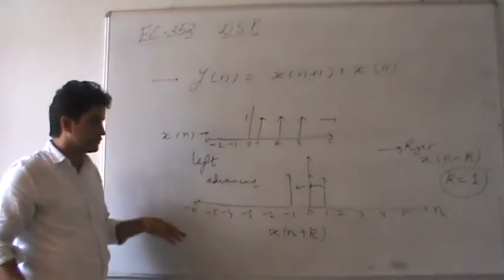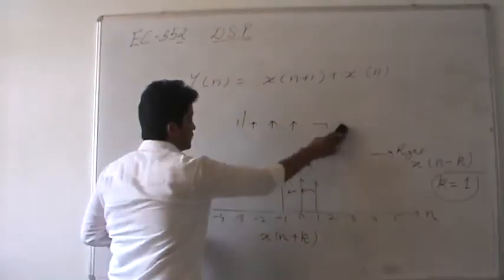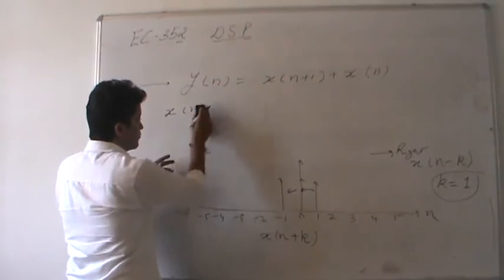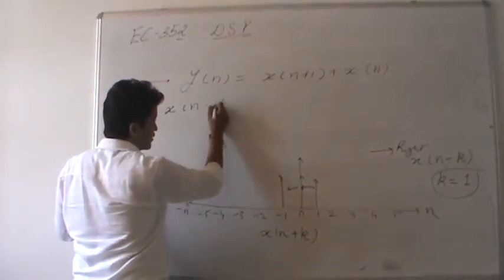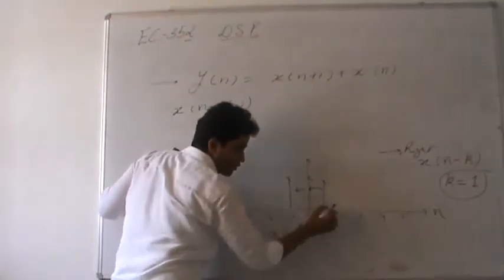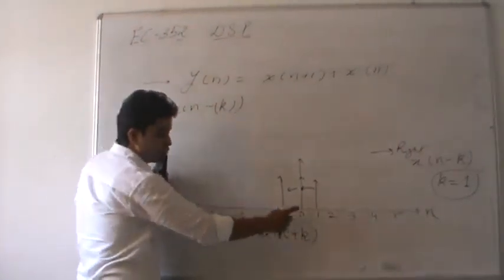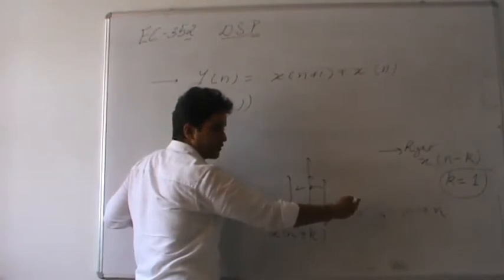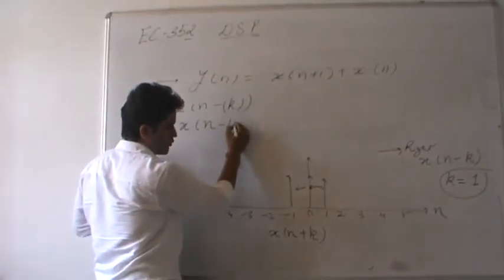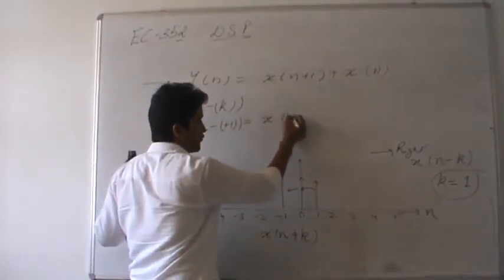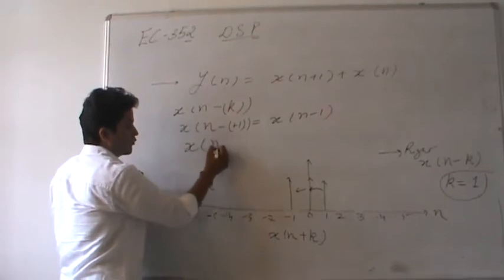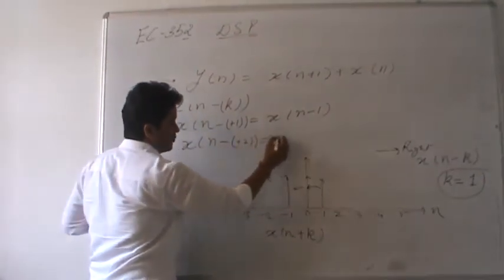So I can write it in the standard way here. If any signal is given as n plus k, better I write x of n minus k. Now you see the value of k can be 0, 1, 2, 3, 4, minus 1, minus 2, minus 3, anything. So if I am shifting it one time that side and k is equal to plus 1, I can write it here as x of n minus k with k equal to plus 1, so overall it will become x of n minus 1. Or if k is equal to plus 2, then it will become x of n minus 2.